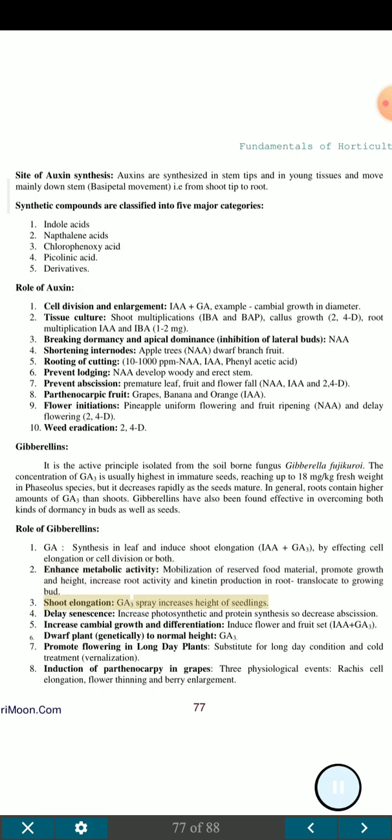3. Shoot elongation, GA3 spray increases height of seedlings. 4. Delay senescence, increase photosynthetic and protein synthesis so decrease abscission. 5. Increase cambial growth and differentiation, induce flower and fruit set, IAA plus GA3. 6. Dwarf plant, genetically, to normal height, GA3.